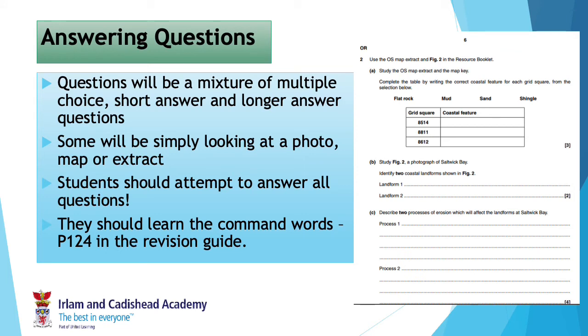In the exam then, questions for geography will be a mixture of multiple choice questions, so maybe a tick box question, choosing an answer, short answer questions, 1 and 2 marks based on something they might be given, a picture, something to read, and then longer answer questions where they're having to write a little bit more. Sometimes the questions will simply be look at a photo and give an answer based on it, or a map or an extract. So it's really easy on this exam to get lots of the 1, 2 and 3 mark questions. However, students should make sure that they attempt to answer all the questions.